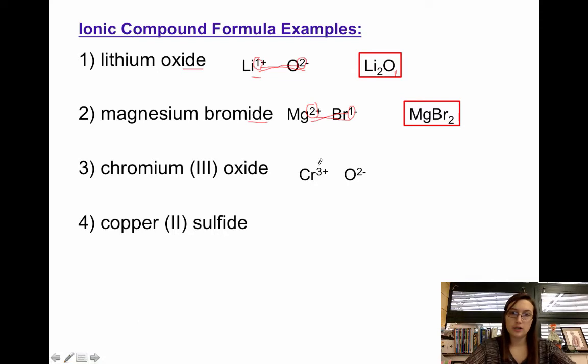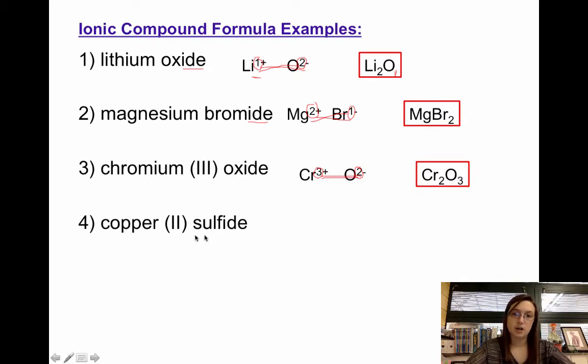And then we use our crisscross method. So I'm going to circle the 3, I'm going to circle the 2, and we crisscross. So the 2 comes down as a subscript on chromium, the 3 comes down as a subscript on oxygen, so Cr2O3. Again, it's because we need 2 chromium atoms and 3 oxygen atoms in order to make this neutral.